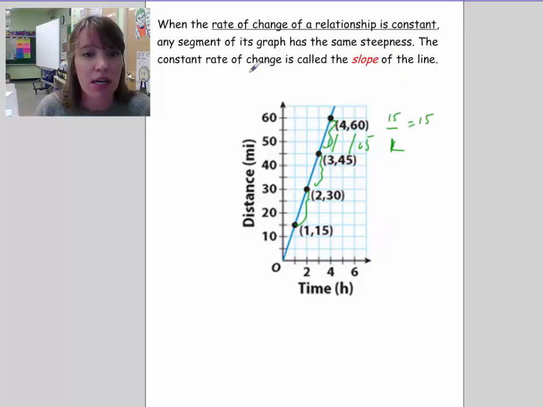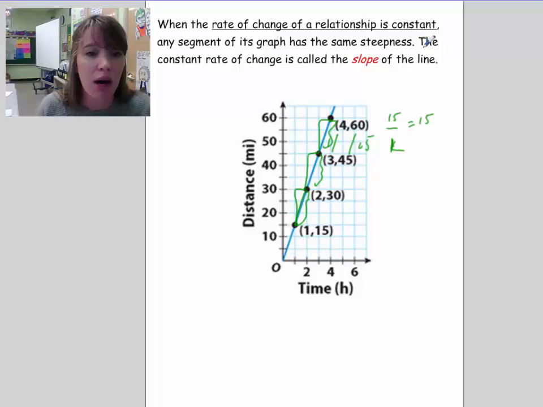Now it turns out that when the rate of change of a relationship is constant, any segment of its graph has the same steepness because it's going up and over by the same amount. It's always going up 15 and over 1, up 15 over 1, up 15 over 1, so that the points that make up the relationship actually form a straight line. Because when points have the same steepness between them, it's going to be a line.